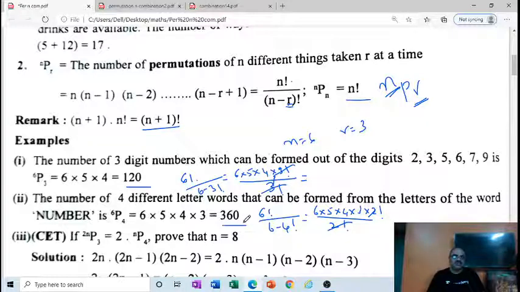4-letter words you need to make out of it. 360 words you can make by using N-U-M-B-E-R. This is the beauty of permutation, friends. So if we know this concept, arrangement, rearrangement, proper arrangement, all those things can be done systematically.